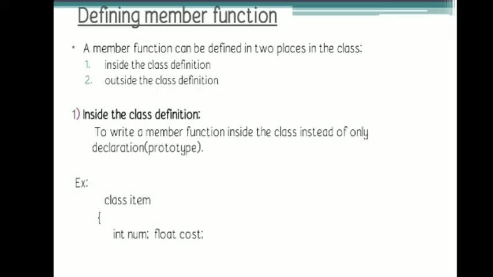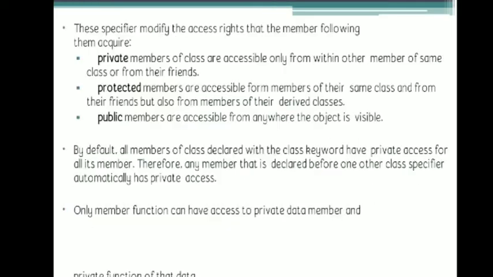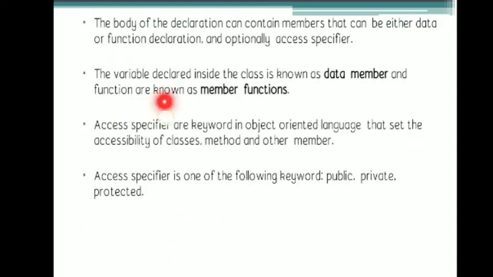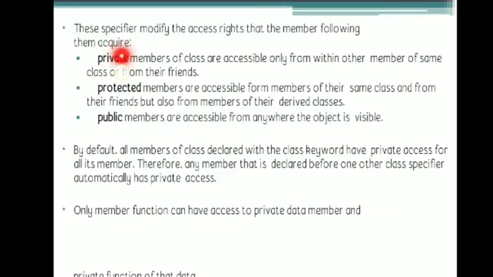Here we have seen what a class is. A class is the method of binding the data and functions together, and data can be hidden, and this is the syntax for declaring a class. The class can have two kinds of members, one is data members, another one is member functions. Here we can use three types of access specifiers, and the purpose of private is protecting the data, and protected members are only used for inheritance purposes.